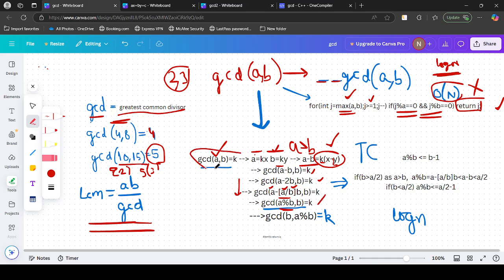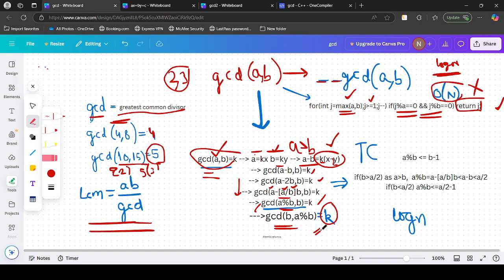So from this we assume that a is equal to kx, b is equal to ky. We found that GCD of a comma b is equal to GCD of a minus b comma b, and so on till GCD of a mod b comma b. So GCD of (x, y) is equal to GCD of (y, x). So we can just simply simplify this as GCD of b comma a mod b. So this is also equal to k. So we reduced a comma b to a simplified one.